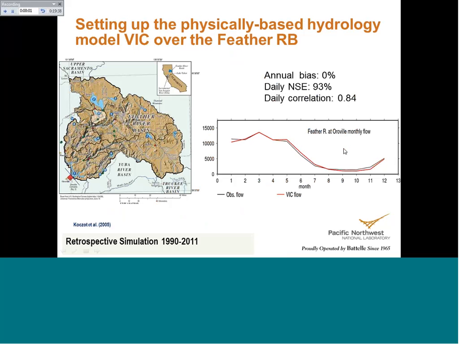So based on our system we saw before, once we have the basin, we need to set up the hydrology model on that basin. Here we did a calibration at the daily time scale. The flow hydrograph that we get after our calibration is in that panel. The black is the observed naturalized flow, and in red is our simulated flow. We're using the VIC model, and we have an annual bias of 0 over the validation period, a daily Nash-Sutcliffe efficiency of 93%, and a daily correlation of 0.84.